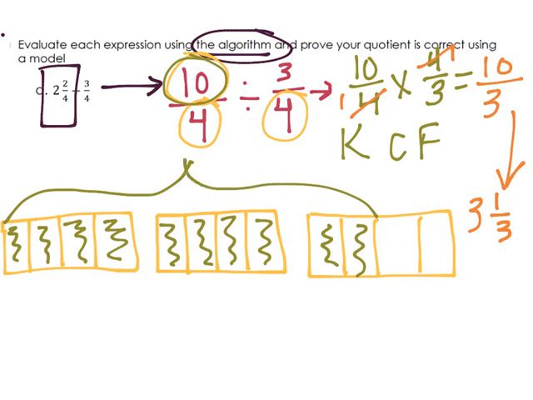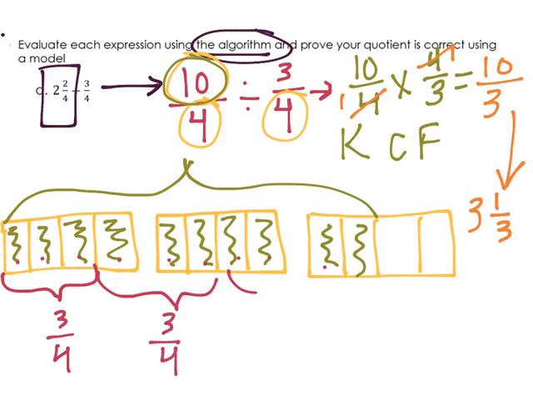And now it's asking how many groups of 3/4 are within 10/4. So I know that one box represents 1/4. So I want to look for groups of 3. So I have 1, 2, 3. There's a group of 3/4. 1, 2, 3. Here is a group of 3/4. 1, 2, 3, another group of 3/4.